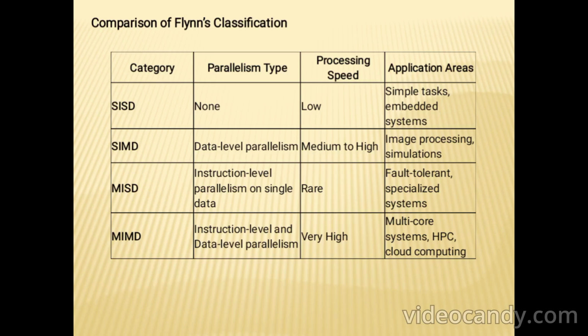Next, move on to SIMD. We have data level parallelism and medium to high processing speed, and it is used in image processing and simulation. Next, coming to MISD, which has instruction level parallelism on a single data stream. Processing speed is rare, and it is used in fault tolerant specialized systems. Next, coming to MIMD, it has instruction level and data level parallelism. Processing speed is very high, and we use MIMD in multi-core systems, HPC and cloud computing.